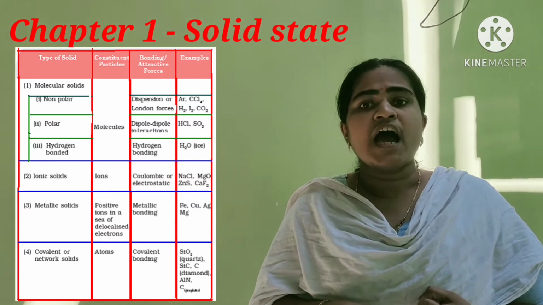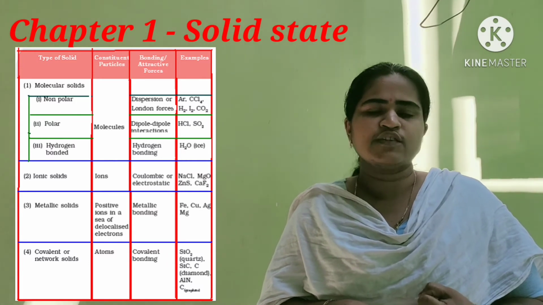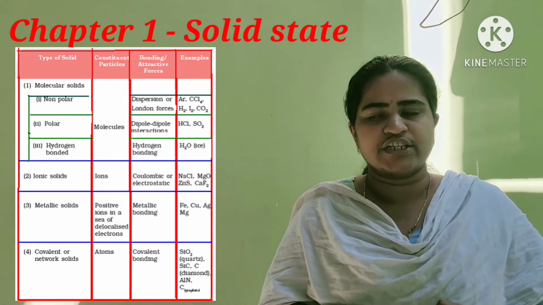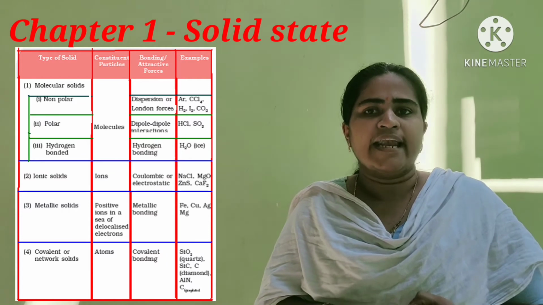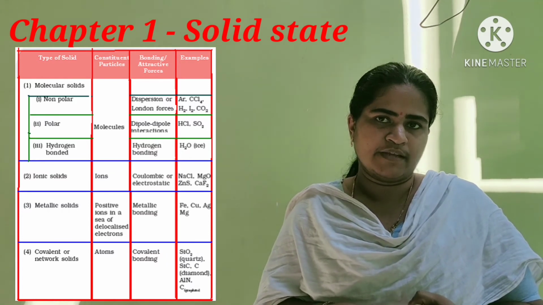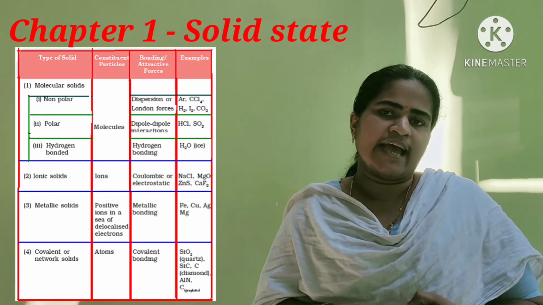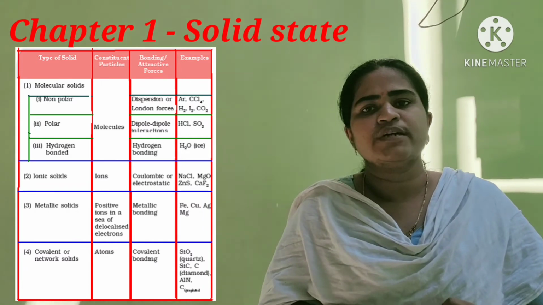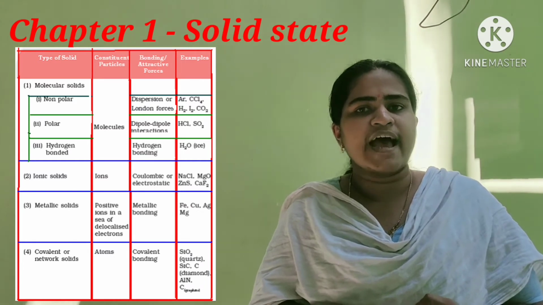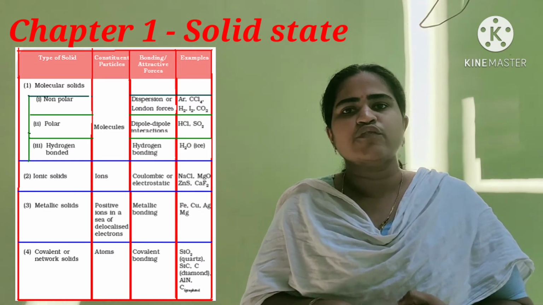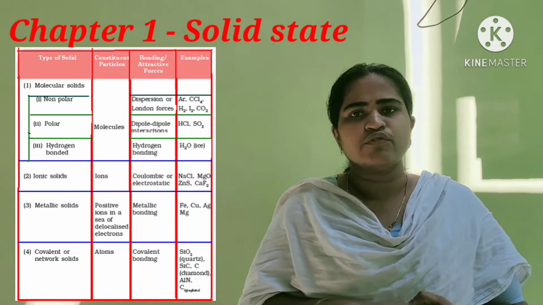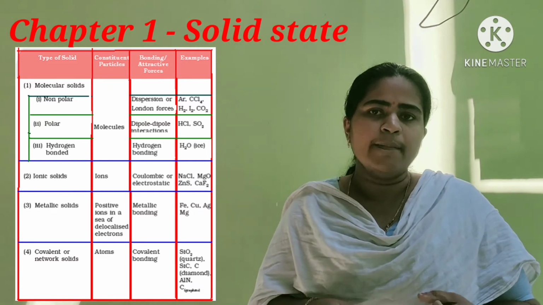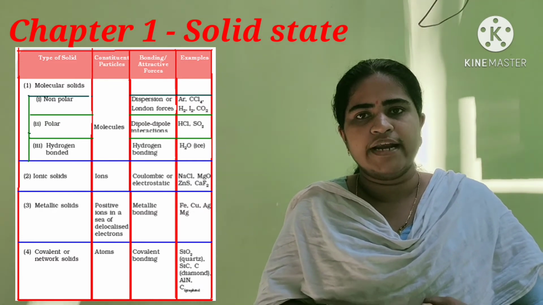Third type is hydrogen bonded molecular solids. Here, the force of attraction is hydrogen bond and example is ice. Next category, the main category, is ionic solids. Here, the constituent particles are cations and anions, and the force of attraction is electrostatic force of attraction. Example, potassium nitrate, sodium chloride, etc.